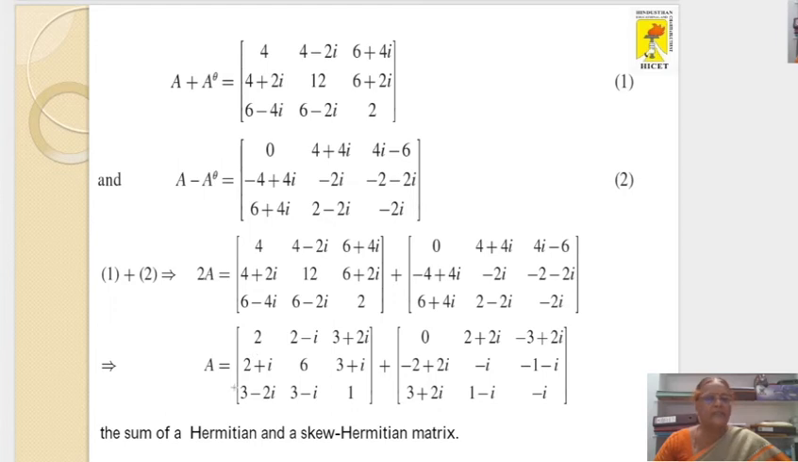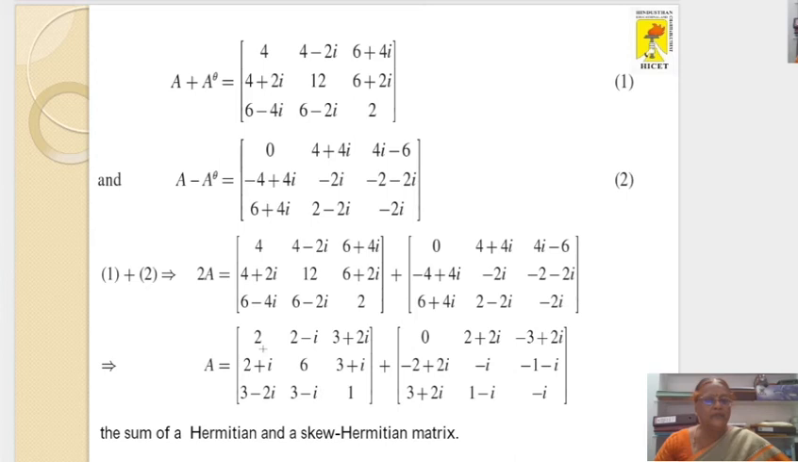Now A is nothing but, taking this 2 to the other side, all the elements will be divided by 2. By dividing each and every element by 2, we will get 2, 2 minus i, 3 plus 2i, and so on. Even here, we will get 0, 2 plus 2i, 2i minus 6, and so on. Now, this is the sum of Hermitian and skew Hermitian matrices.